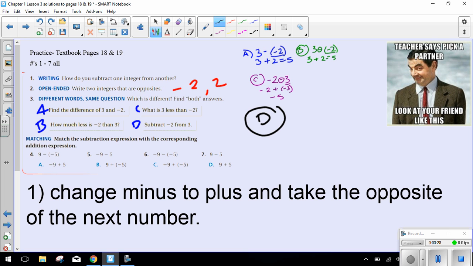And finally, D. Subtract -2 from 3. So there's 3, and we're going to subtract -2 from it. What this is saying is 3 add opposite. Okay, and that equals 5.